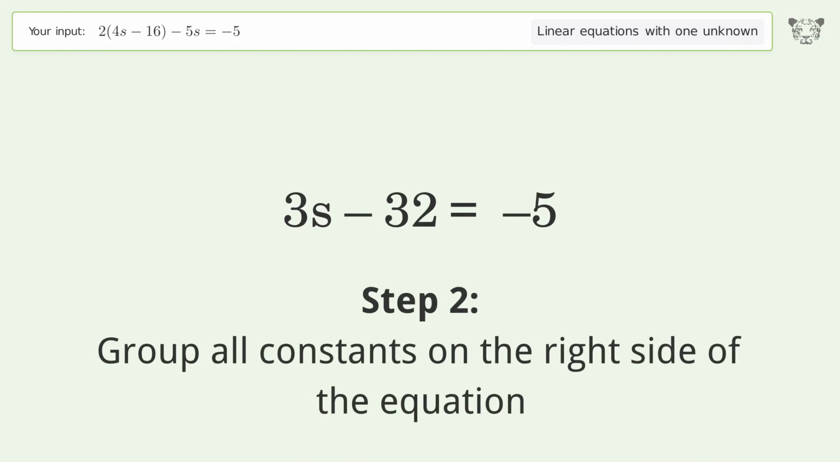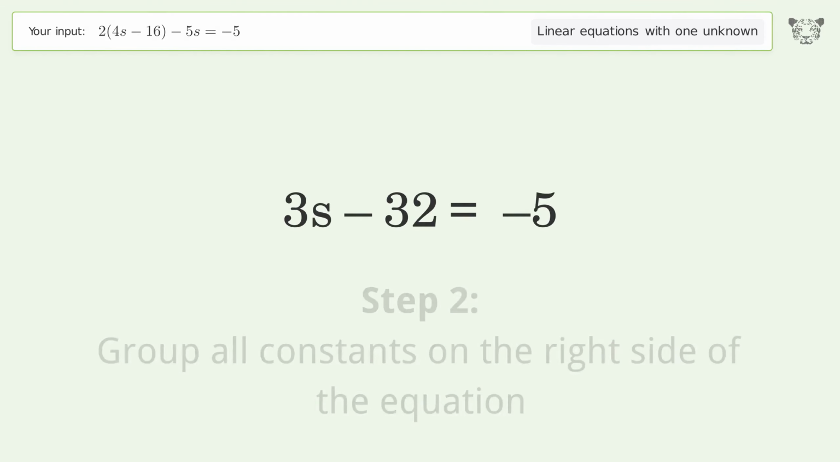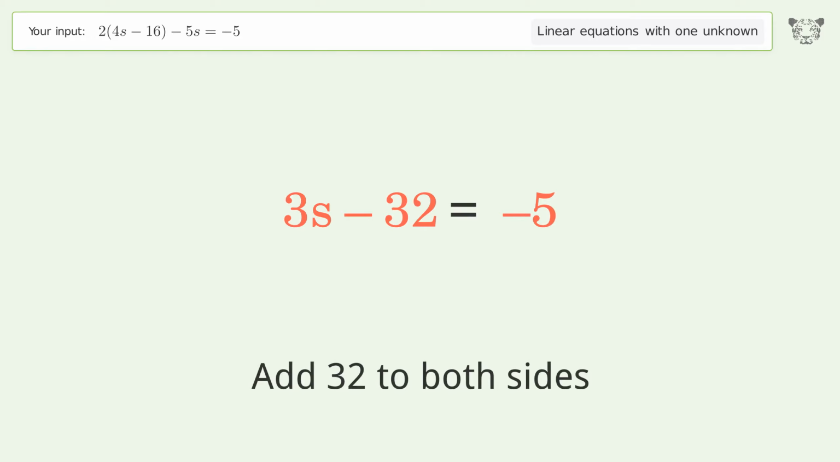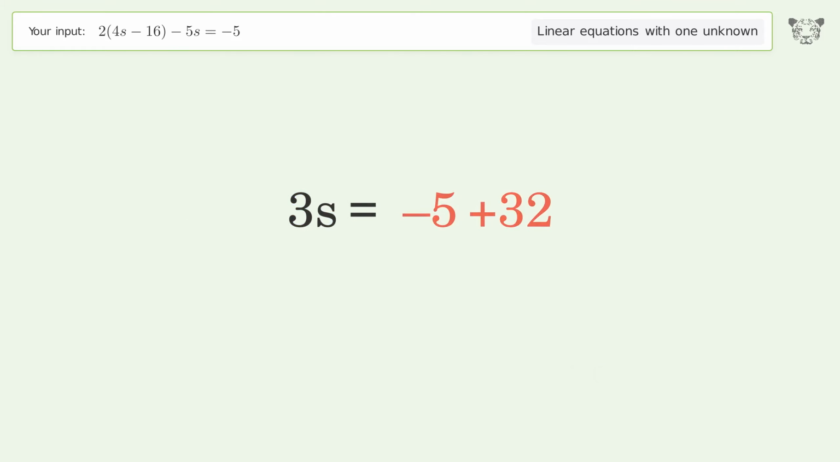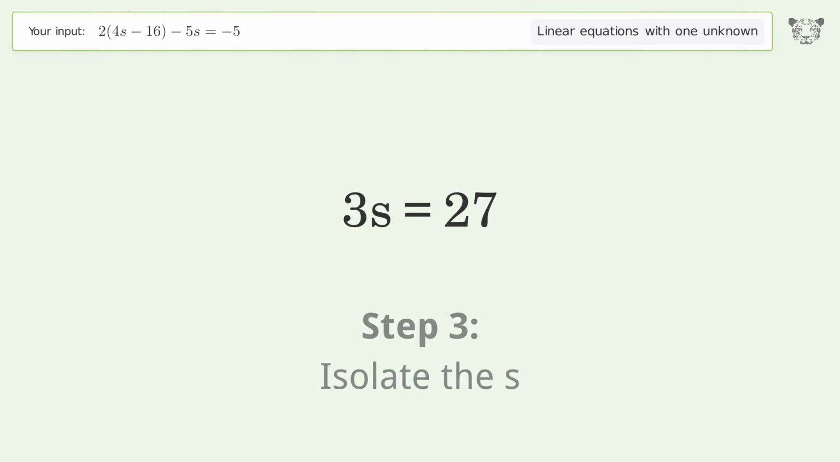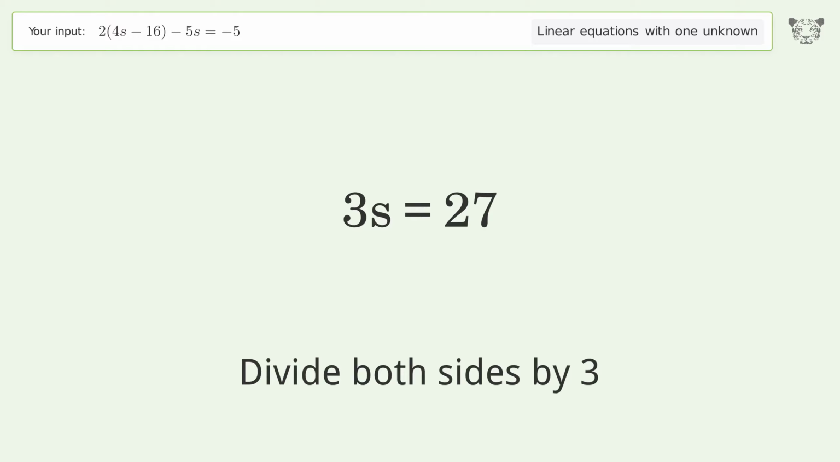Group all constants on the right side of the equation. Add 32 to both sides. Simplify the arithmetic. Isolate the s. Divide both sides by 3.